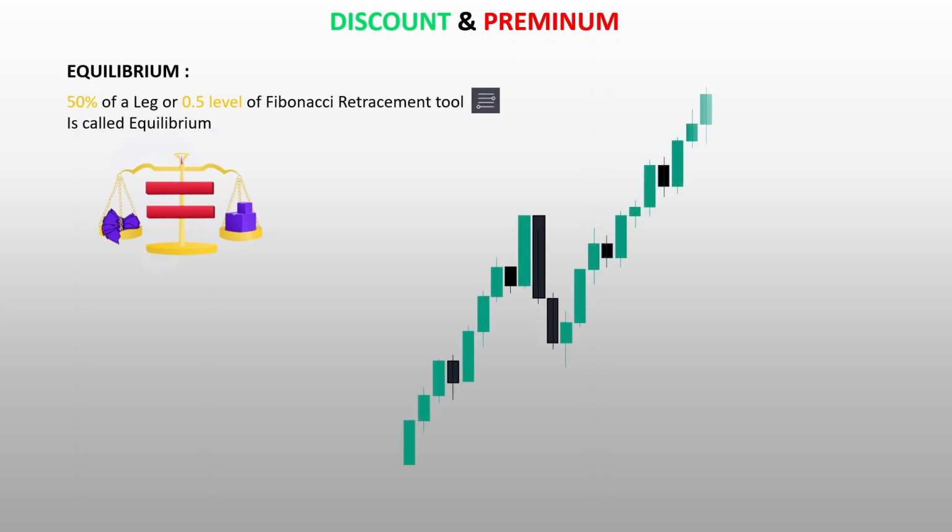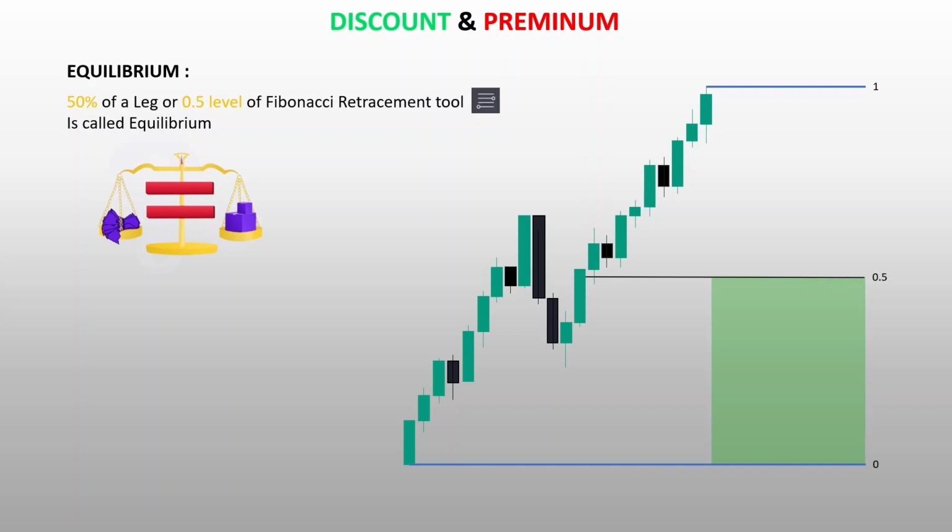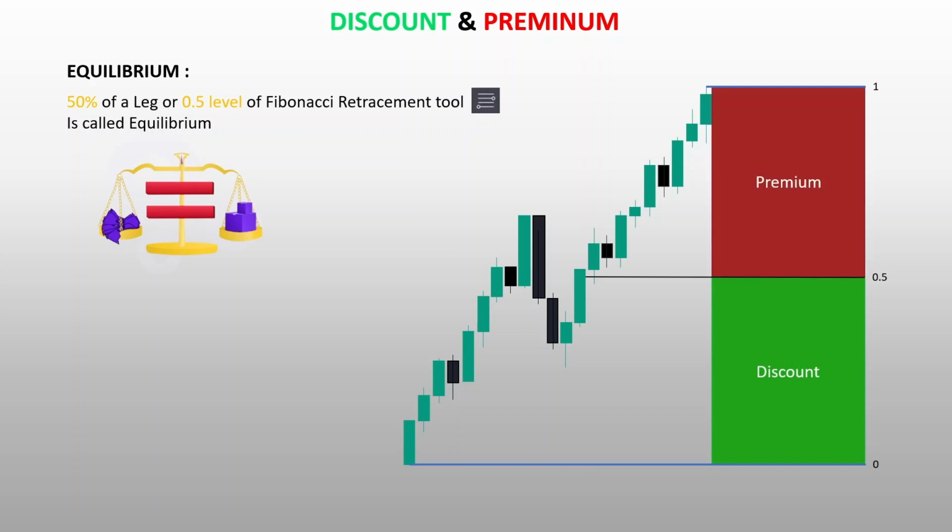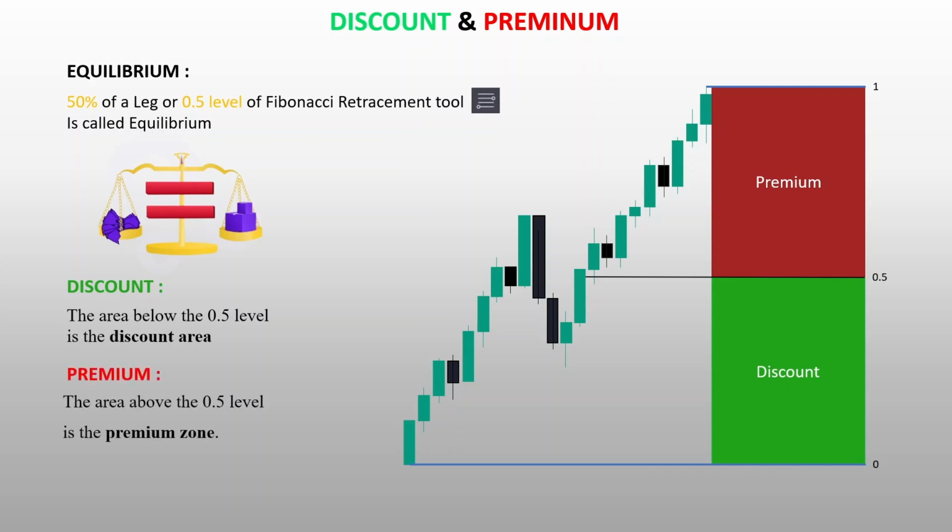Imagine this market. We draw a line at the market low, labeling it as the 0 level. We draw another line at the market high, labeling it as the 1 level. The midpoint between these two, the 0.5 level, is the equilibrium. Now we have the market's equilibrium. The area below the 0.5 level is the discount area. The area above the 0.5 level is the premium zone. In summary, discount area is below 50%. Premium area equals above 50%.